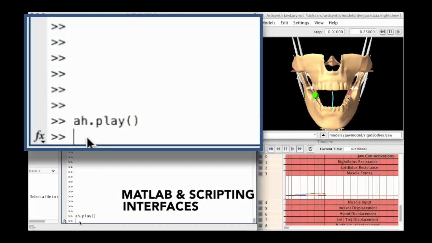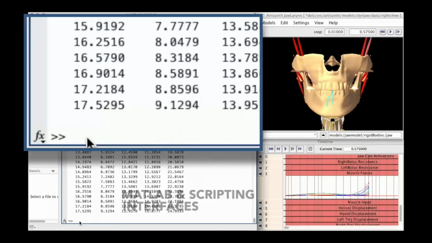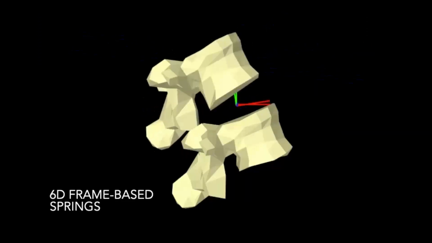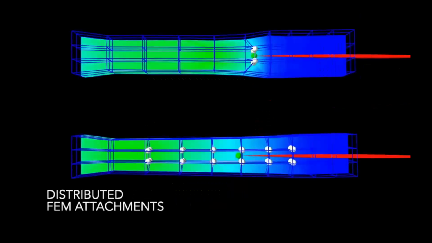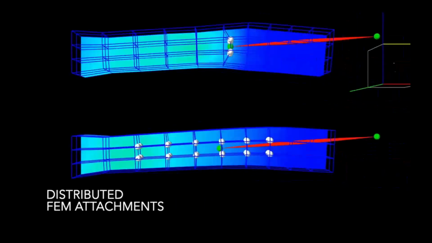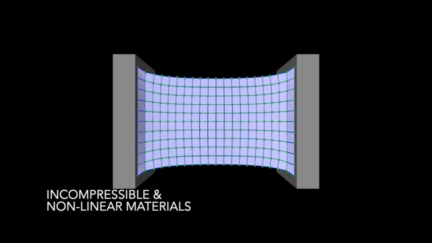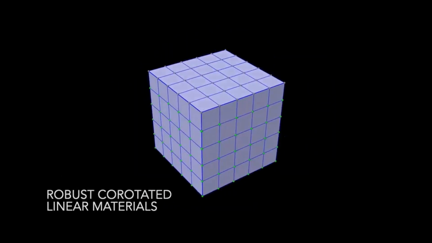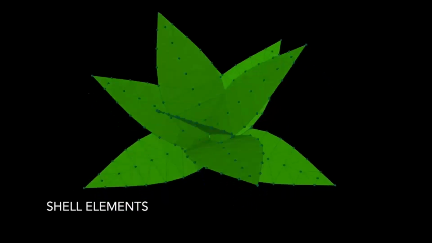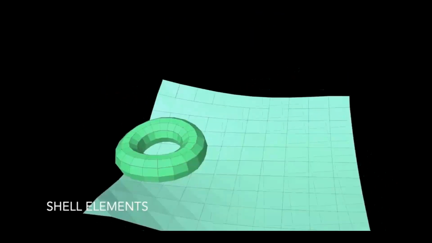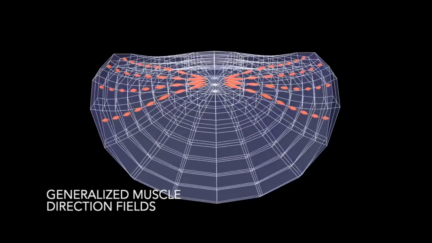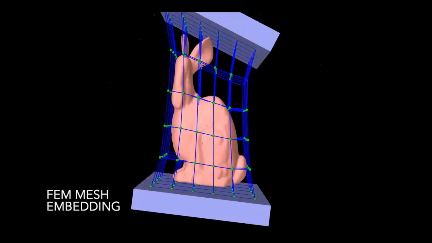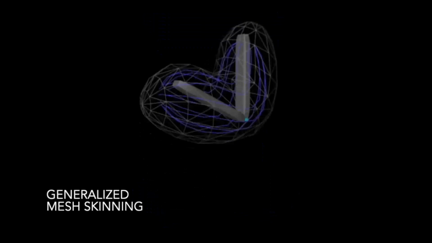There is a scripting interface via MATLAB if you want to do that. We have 6-degree-of-freedom frame-based springs. So this is like bushings in OpenSim. There are ways to connect point-to-point muscles into FEM models by attaching them to various nodes. We have a variety of materials. We have rotated linear materials, shell elements in either membrane form or full shell element form. We embed muscle activation into finite element models. We have mesh embedding, skinning.